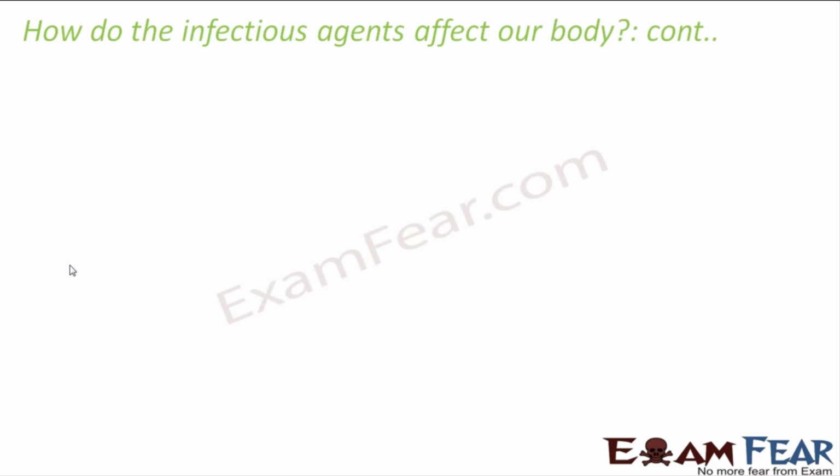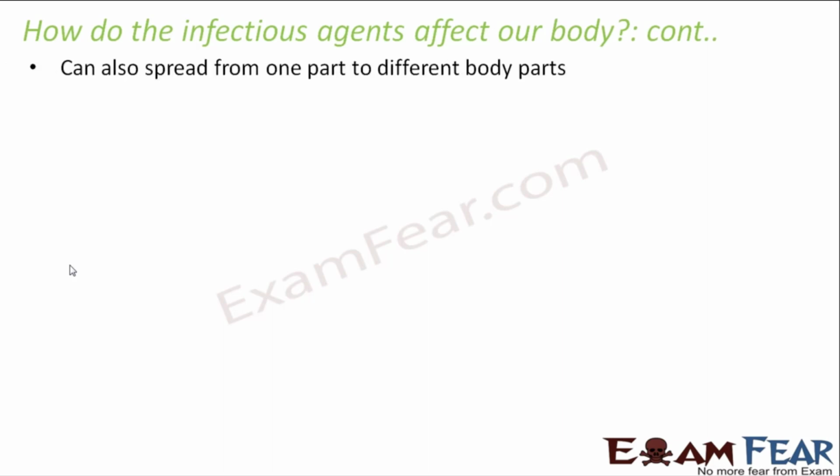Now, there are other scenarios as well where they can also spread from one part to different body parts. It is not always that a microorganism enters the body, targets the lungs and then sits inside the lungs. That is not the case always. In some cases, it is seen that it enters through one point and then it spreads to different body parts. Right? So let us look at some examples of this kind.